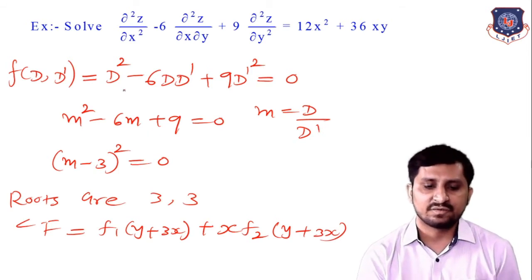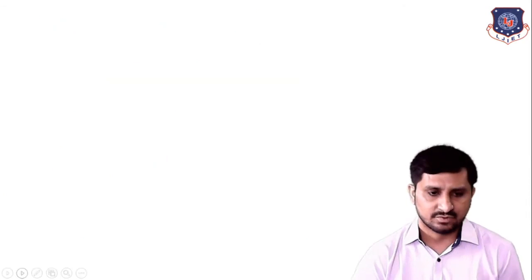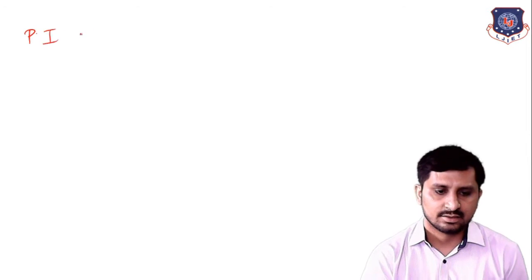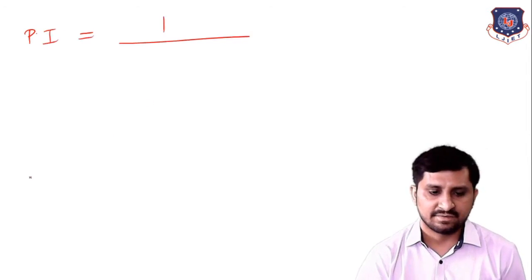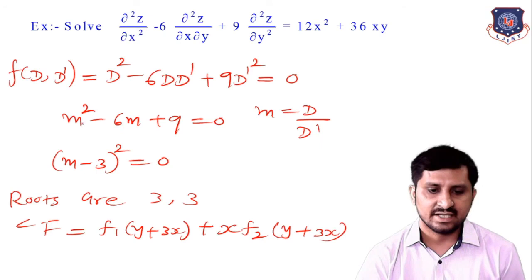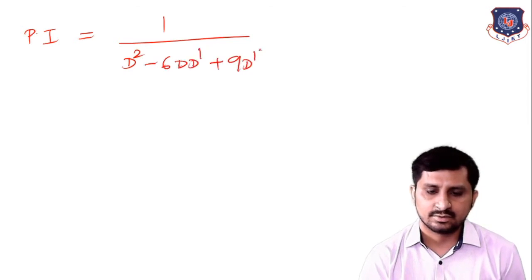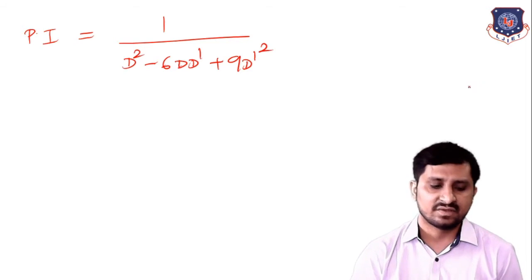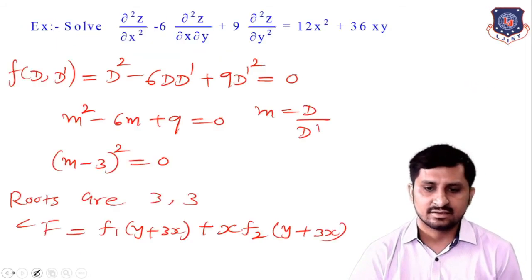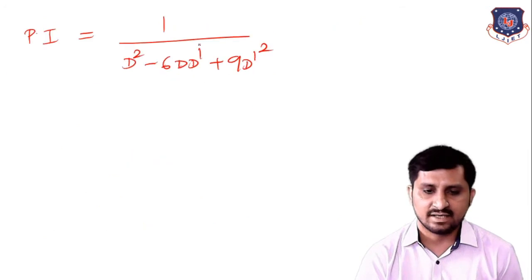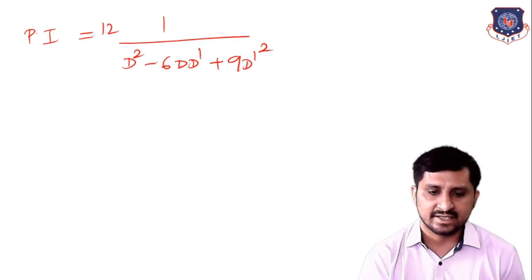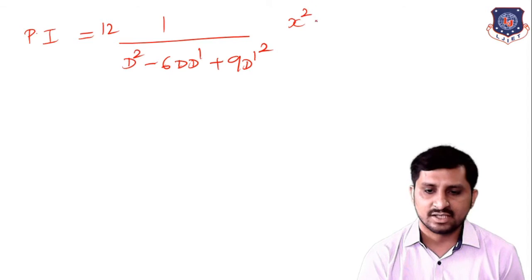So what is my f of D, D dash? D square minus 6 D D dash plus 9 D dash square. So 1 upon f of D, D dash is 1 upon D square minus 6 D D dash plus 9 D dash square. And what is my function? The function is 12x square plus 36xy. So 12 will be common.